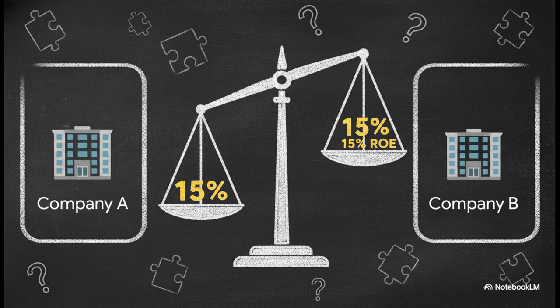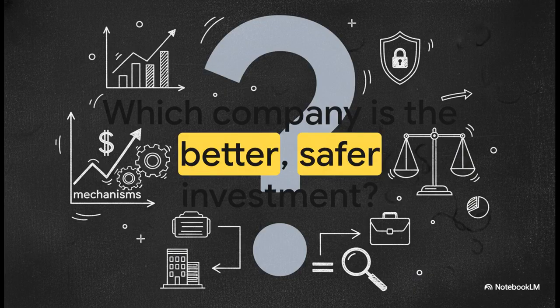We've got two companies, Company A and Company B. Now, look at this. They are both reporting a really solid 15% return on equity, or ROE. At first glance, you'd think they're both great investments, right? I mean, they seem to be delivering the exact same value back to their owners. But are they really? And that leads us to the big question for today.